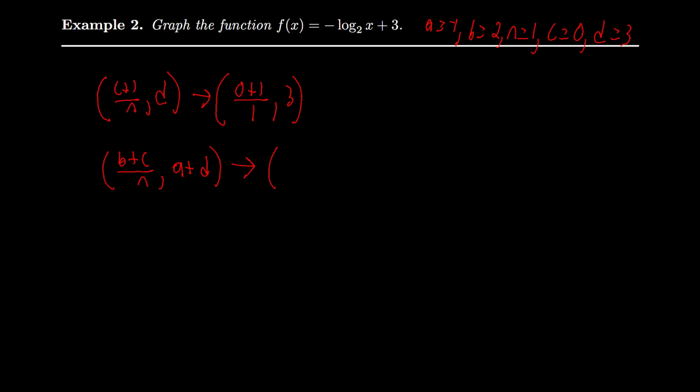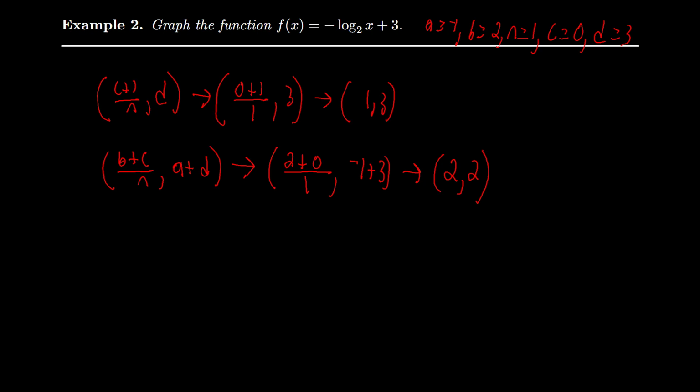So b plus c over n is 2 plus c, which was 0, over n, which was 1, comma, a plus d. So negative 1 plus 3. Overall, this one up here was just 1 over 1, which is 1, comma, 3, is 1 point. And then our next point is 2, comma, negative 1 plus 3 is 2. So the 2 points that I need are 1, 3, and 2, 2.